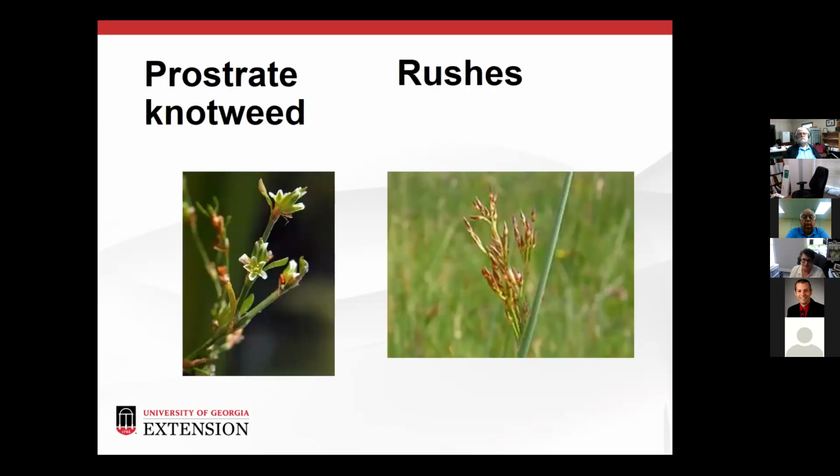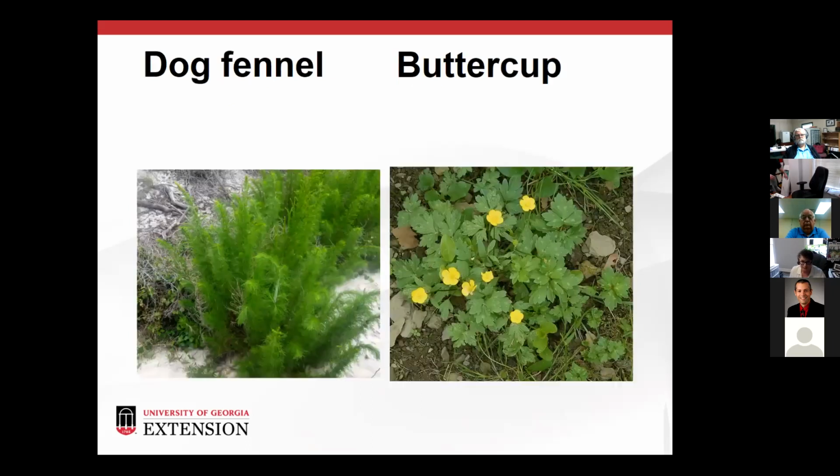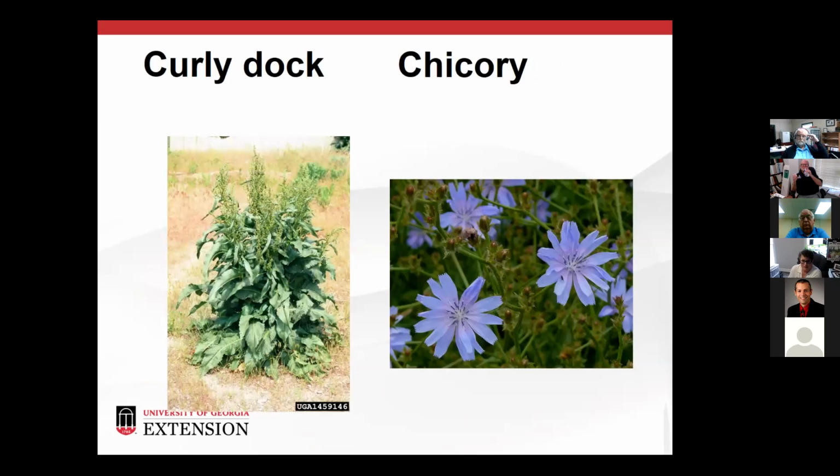Some common weeds in these areas would be some of our rushes, some of our knotweeds, goosegrass, bitter sneezeweed, both do very well in compacted soils. Dog fennel and buttercup as well. We get a lot of this in the spring. Curly dock is another one. We don't see as much chicory up in this area.